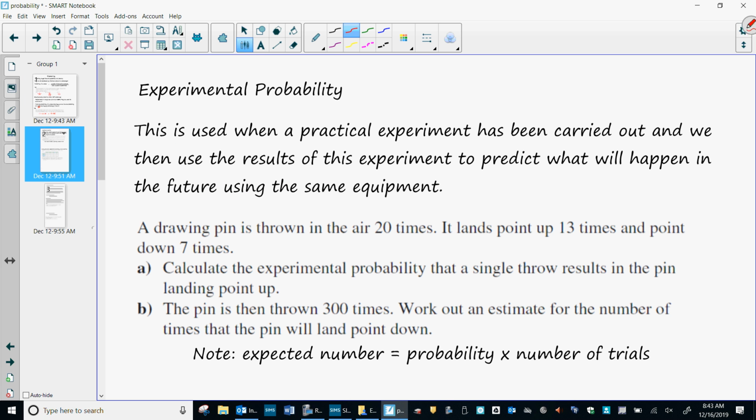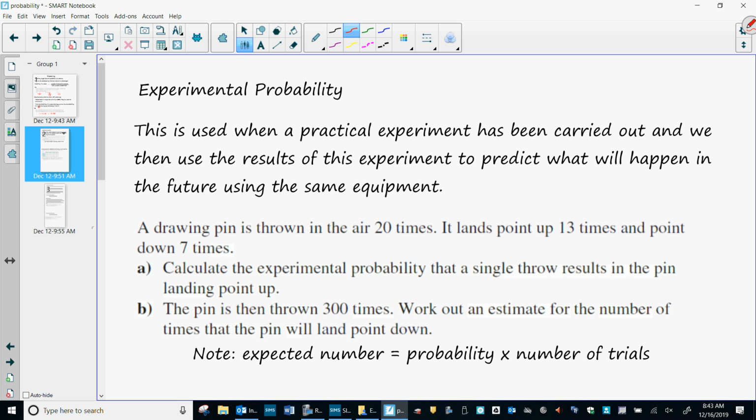Experimental probability. Sometimes we talk about things based on an experiment. Theoretical probability is what we've been talking about. There are 6 sides to a dice, and so we assume that the dice is fair and so on. Sometimes we talk about experimental probability, and so we're going to use the actual experiment results to determine our probability.